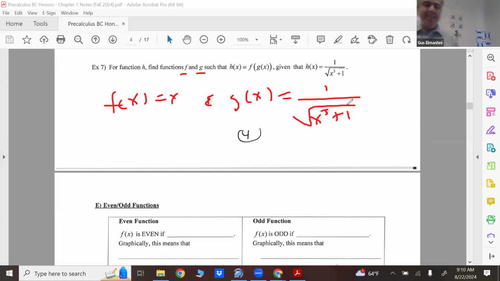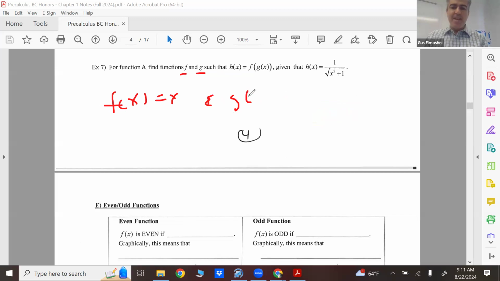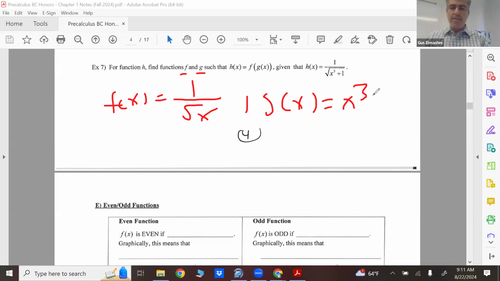So don't do that. Or you could have just reversed it, made that g, made that f. You could have done that too. That would have been fine, but don't do that, please. Instead, I would suggest you guys do something like this here. Maybe let f(x) be 1 over root x and g of x be x cubed plus 1. So that way you're kind of thinking more of composition, right? Like, okay, if g of x is inside, then the whole thing is 1 over root x.